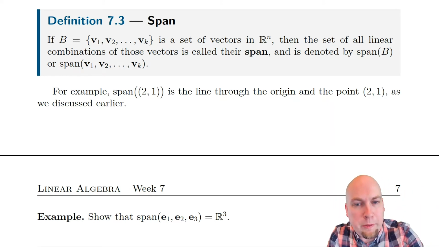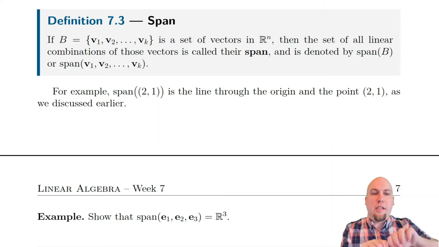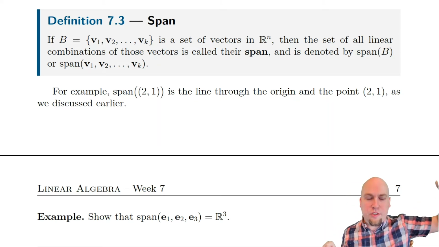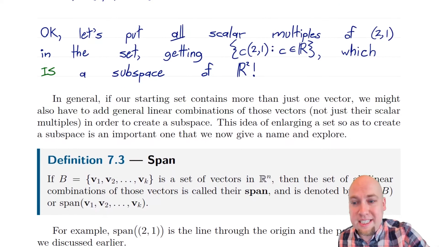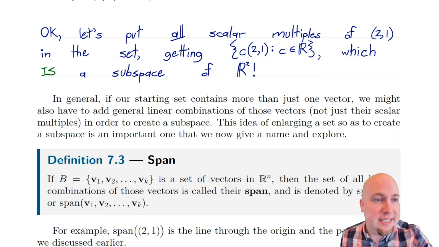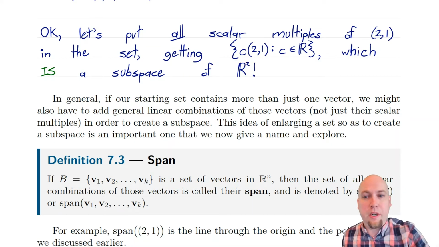So for example, we would say the span of the vector (2, 1) refers to the line through the origin and the point (2, 1). It's the line in the direction of that vector (2, 1). It's the line that we just talked about. The span of the vector (2, 1) is exactly this set that we just constructed up here.